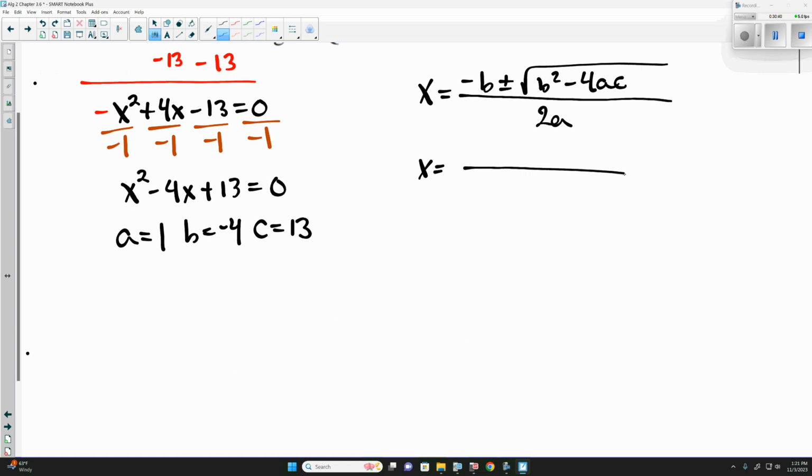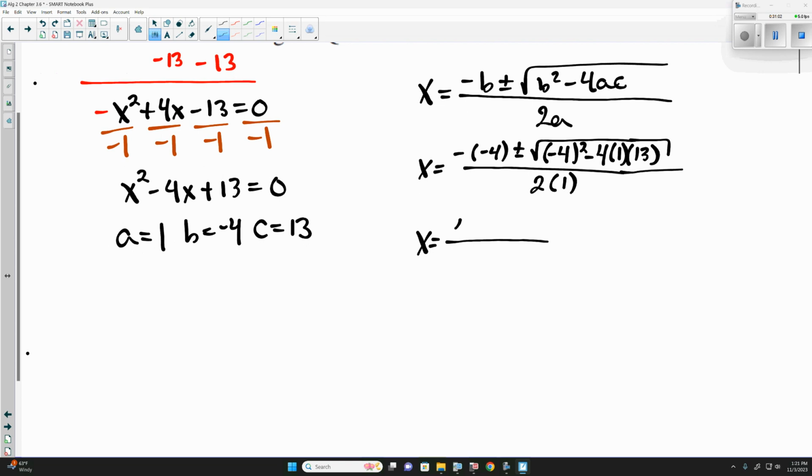X is equal to negative b, so we'd have negative negative 4, plus or minus the square root of negative 4 squared minus 4 times a times c, 4 times 1 times 13, all over 2 times a. Well, our negative negative 4 is 4, plus or minus the square root, over 1 times 2 is 2. Now when we type negative 4 squared minus 4 times 1 times 13, we get negative 36.